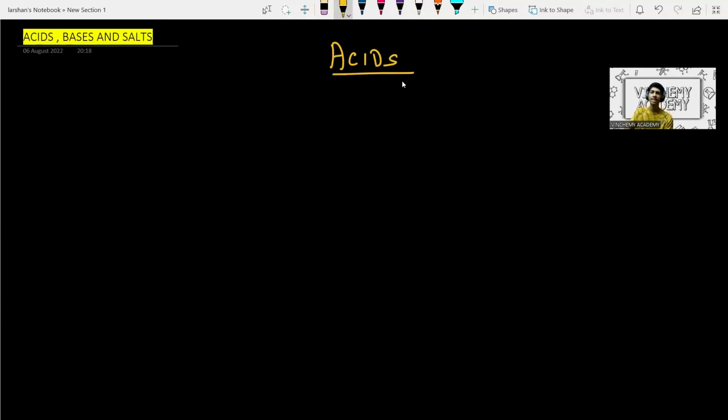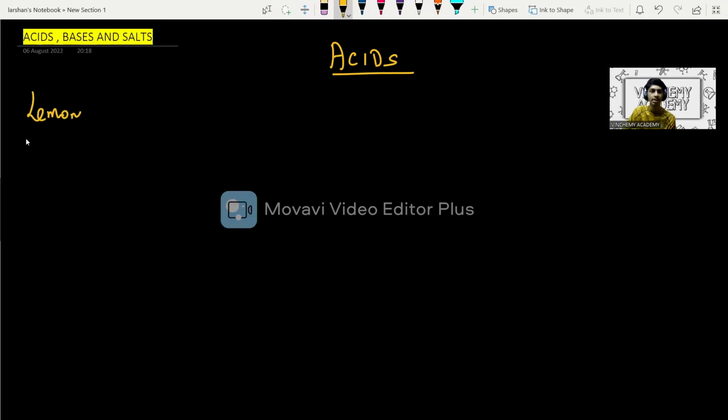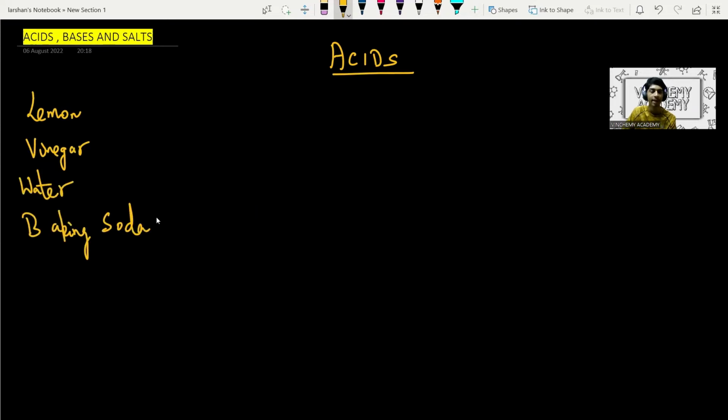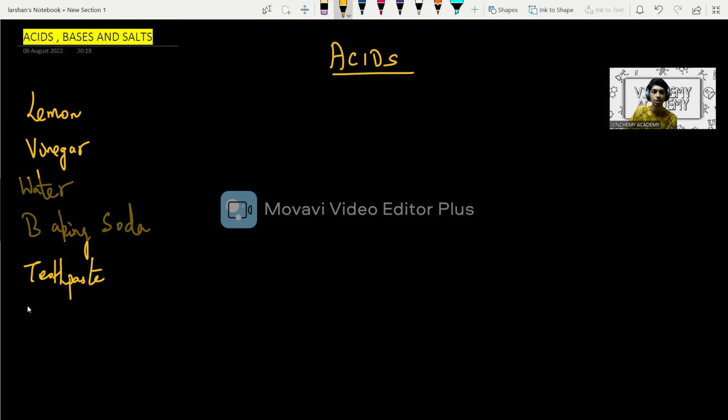Basically, we see many substances in our day-to-day life. If I go to the kitchen, I see a lemon kept there. Then below that, I see some vinegar, as well as water, as well as some baking soda. And when I get up in the morning, I go and brush my teeth. There I use toothpaste. And then I go and bathe, right? There I use soap.